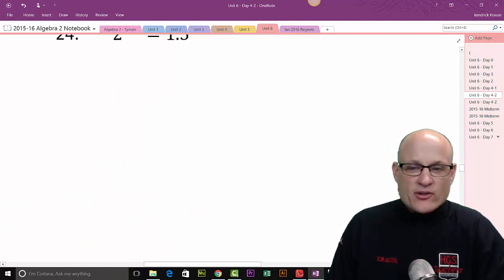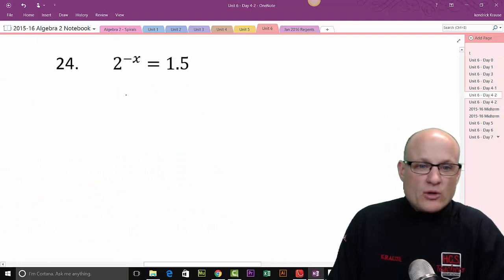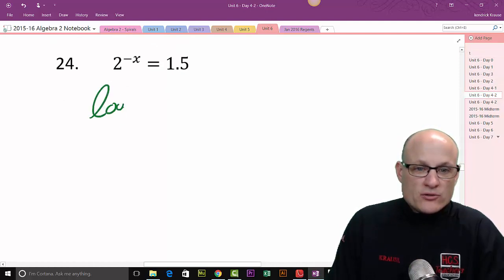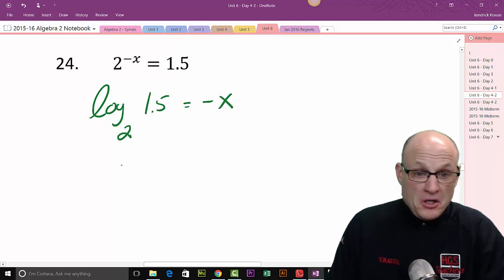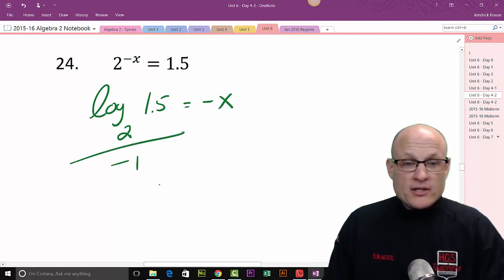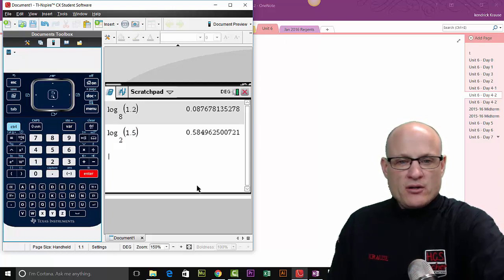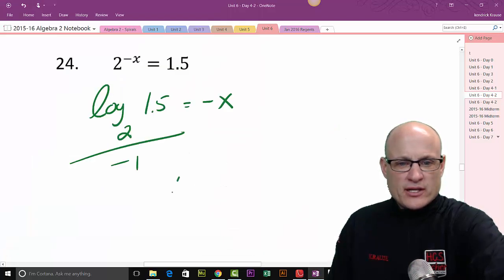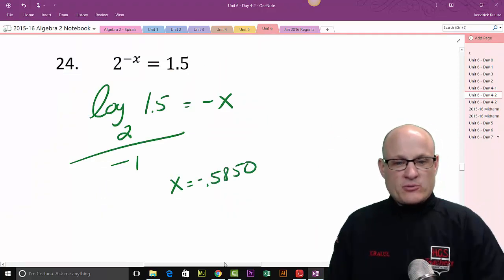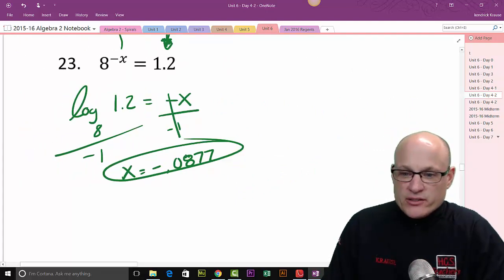All right, again, I can't change these so they have the same base. It just doesn't work. So what we'll do is we'll use logs. So log base 2 of 1.5 equals negative x again. So divide by negative 1. So log base 2, control log base 2 of 1.5, and it's just a negation of whatever this is, 0.585. So x equals negative 0.5850, if I do the 4 decimal places. 24 down, 16 to go.